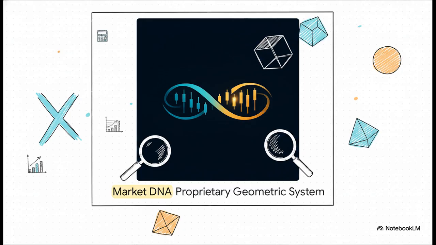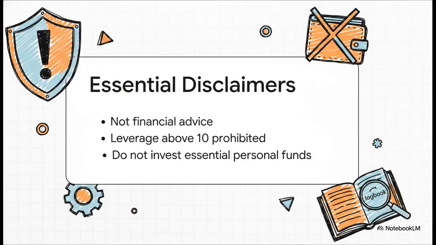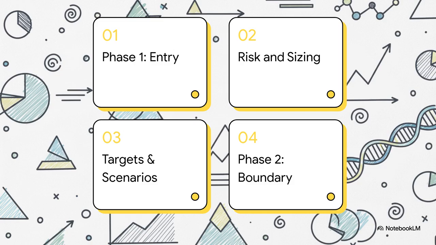What you see is exactly what's been provided. Nothing more, nothing less. Before we look at the parameters, let's lock in our essential disclaimers, because they illustrate the strict boundaries of our explainer. First off, this is absolutely not financial advice. This analysis is strictly part of a public model documentation effort. Second, within this system, leverage above 10 is completely prohibited. And finally, you should never invest essential personal funds. Keeping these rigid rules in mind really helps us view this data exactly as it's intended, as a pure, objective logbook.